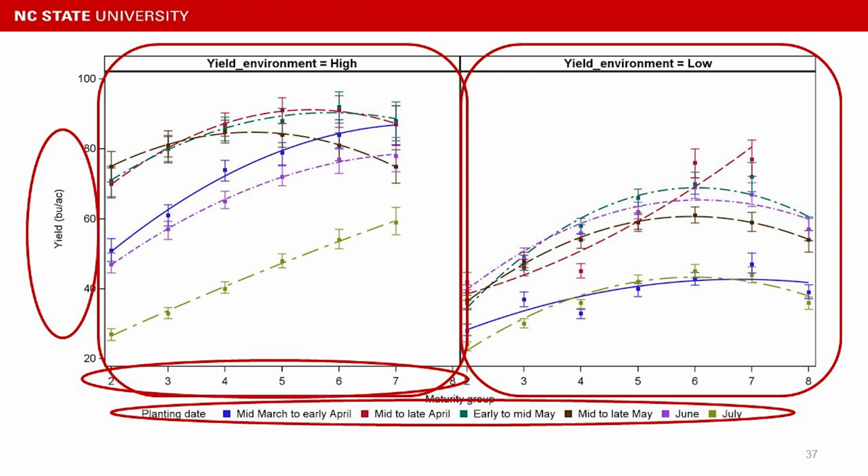Let's look at a lower yielding situation. The red line is still mid to late April planting. But in those production circumstances, it was the later maturing varieties and the late maturing varieties that maximized yield in our lower yielding circumstances. So there's some nuances, there's some complexity to this, and that's why we have a tool that's coming to help you make better decisions.